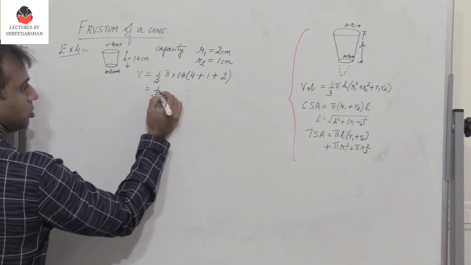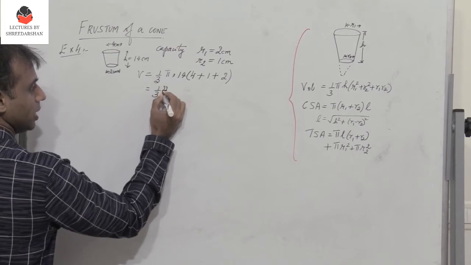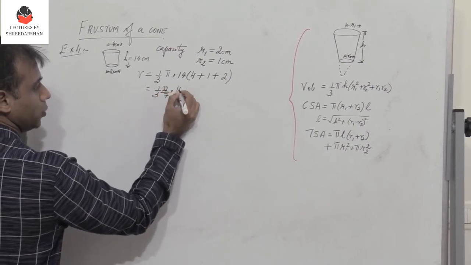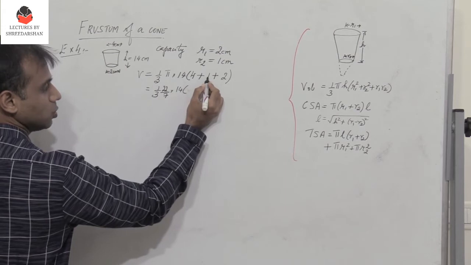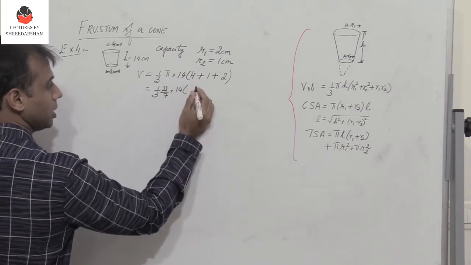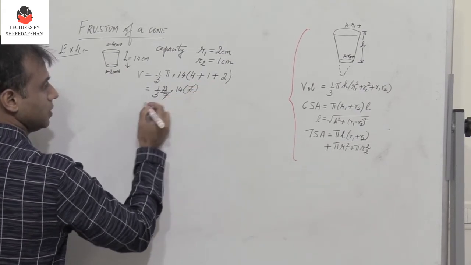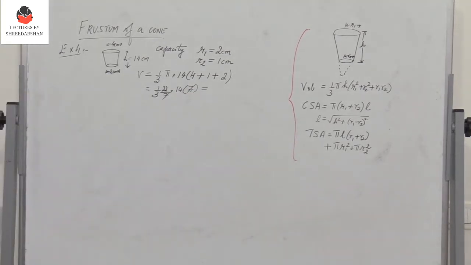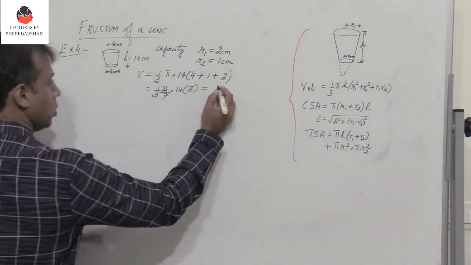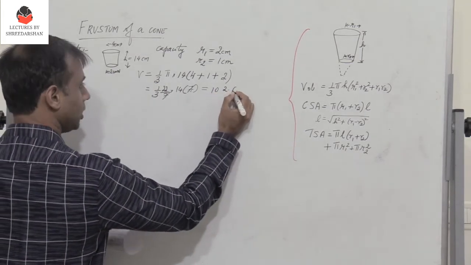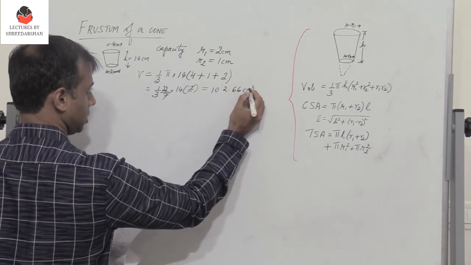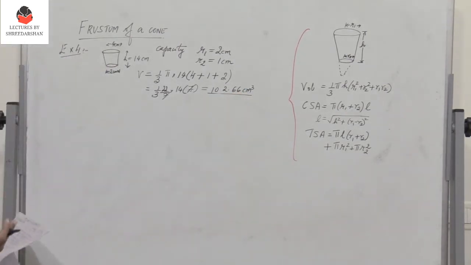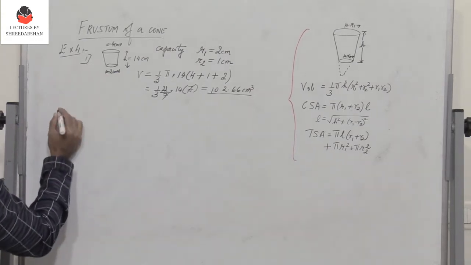So I have 1 by 3 into pi is 22 by 7 into 14, so this is 4 plus 1 plus 2 which is 4 plus 3 is 7. So 7 gets cancelled. So we are actually left with 22 into 14 by 3, which gives us 102.66 centimeter cube. So this is the volume. So this is the volume of water which the glass holds. So this is the first problem.